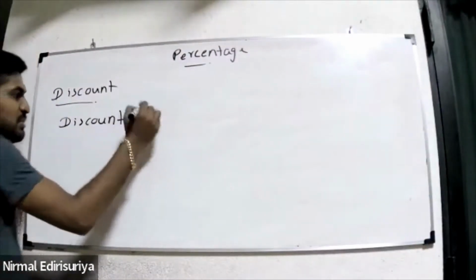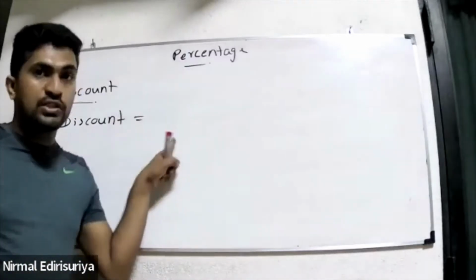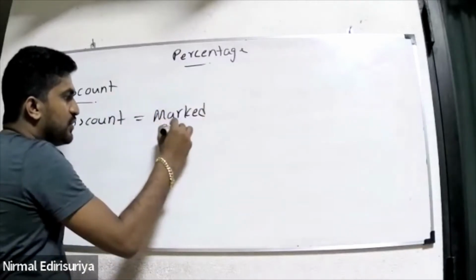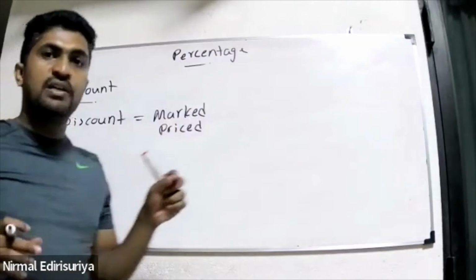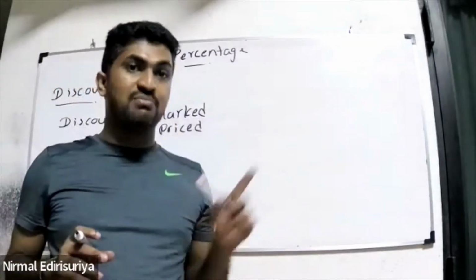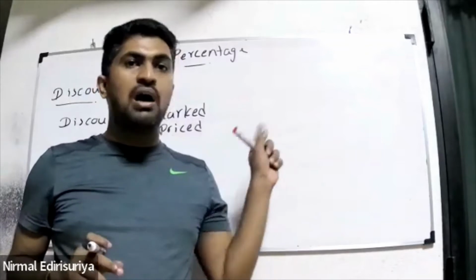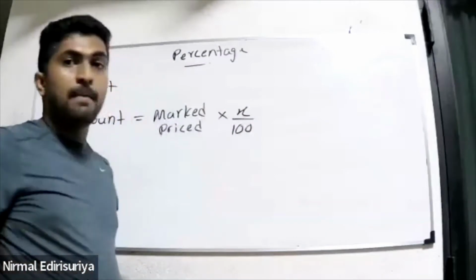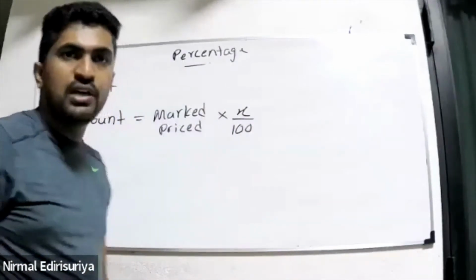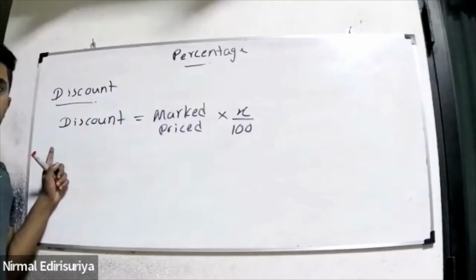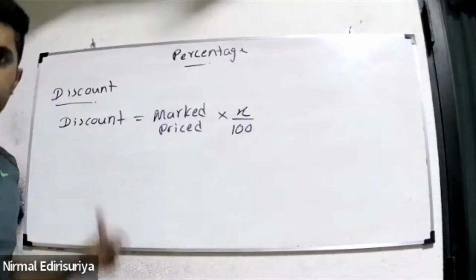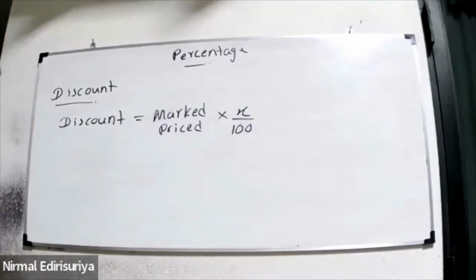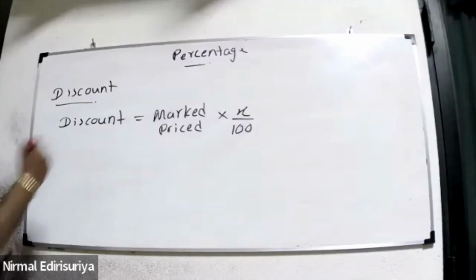In profit we consider the cost. Discount we are considering for what? Mark price. Like your label price. If you are going to purchase a t-shirt, the price in the tag is the mark price. Discount equals mark price into X over 100. Here X means the percentage of discount. So remember this equation.